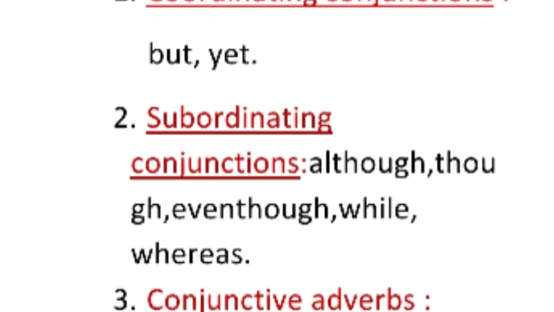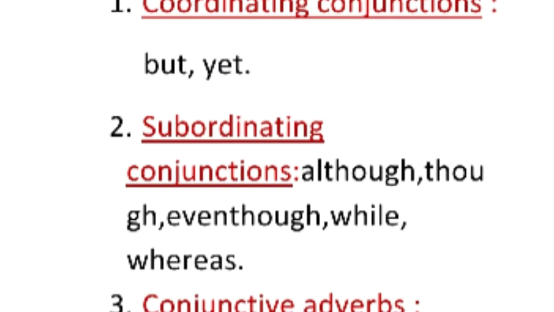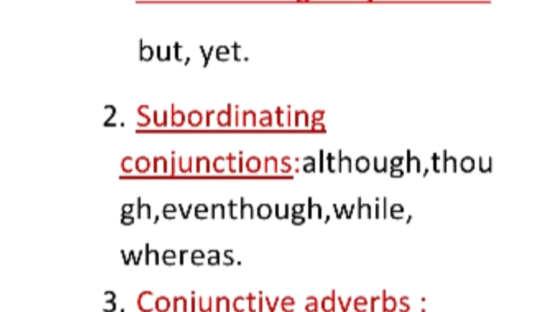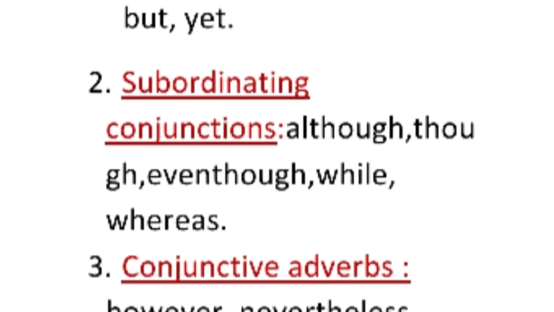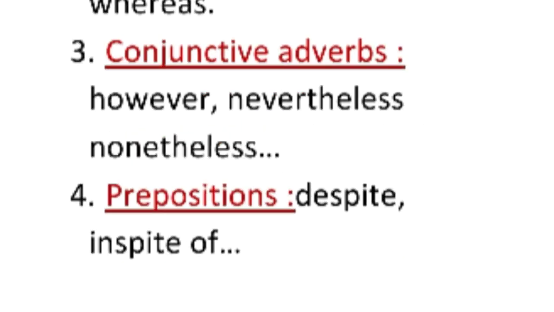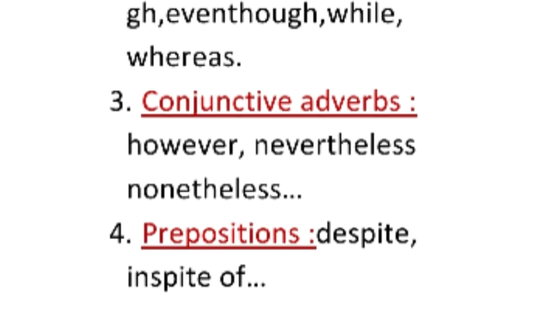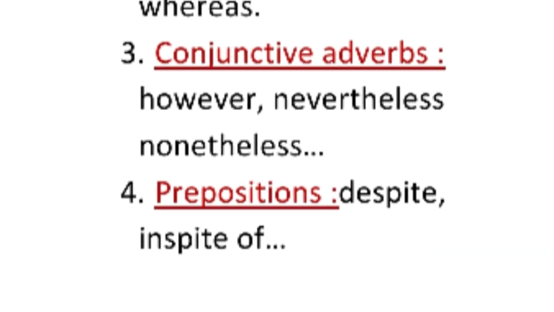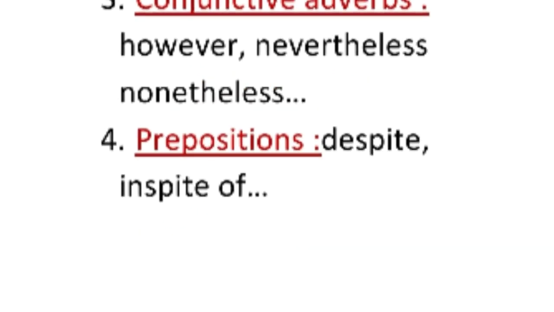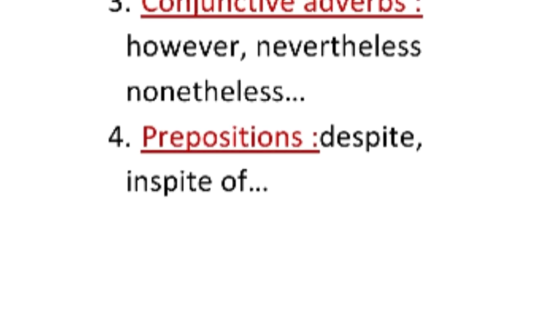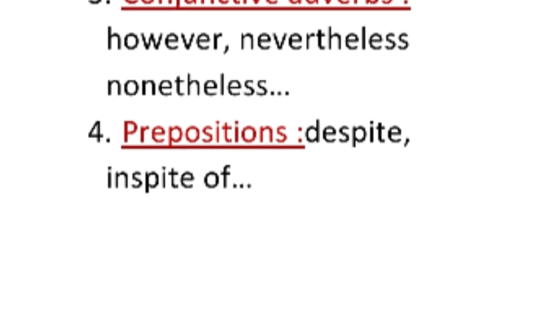Number 1, coordinating conjunctions: but, yet. Number 2, subordinating conjunctions, like although, though, even though, while, whereas, etc. Number 3, conjunctive adverbs: however, nevertheless, nonetheless. Number 4, prepositions: despite, in spite of.